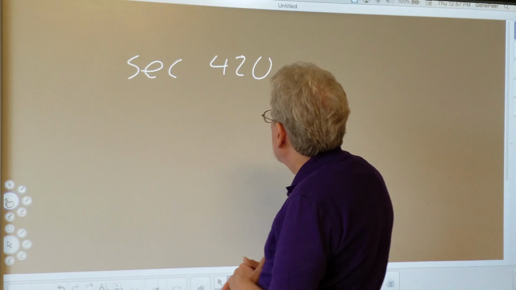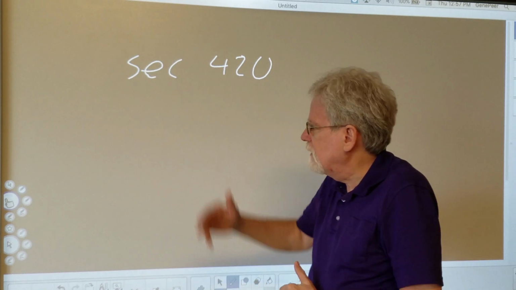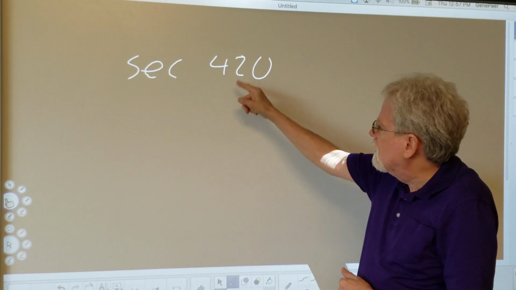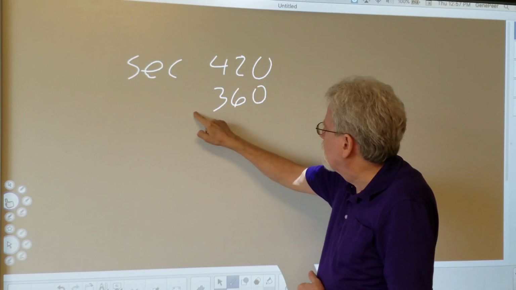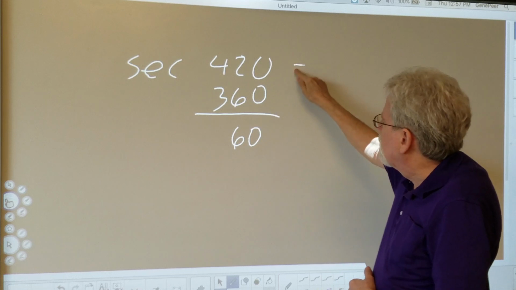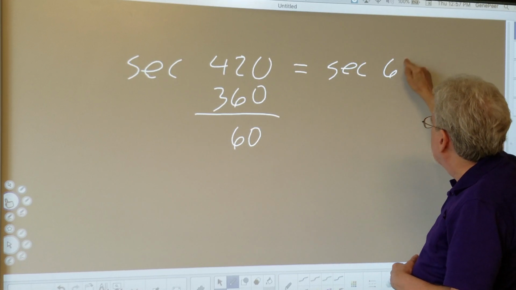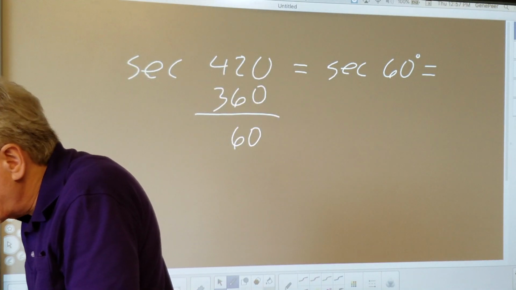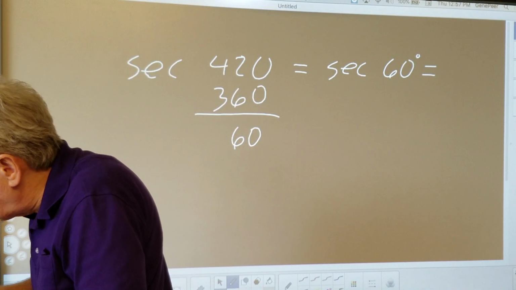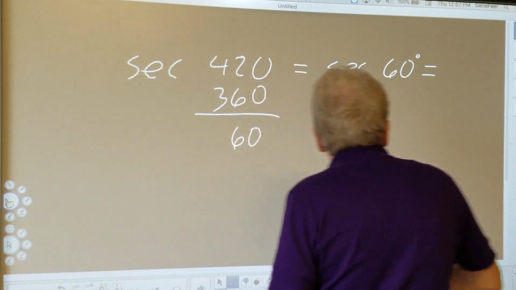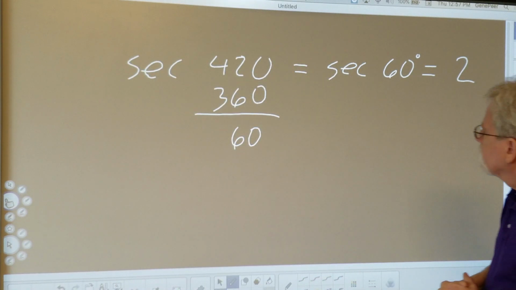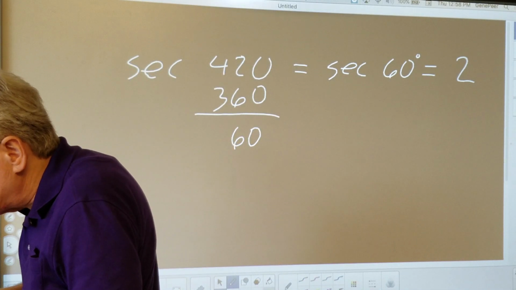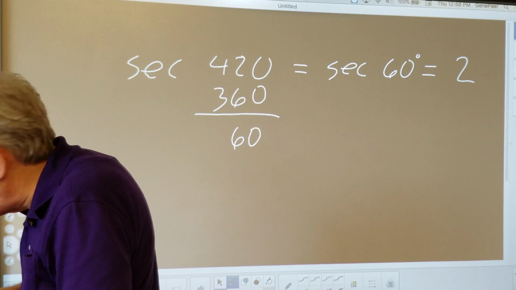For secant of 420, secant being a periodic function, we can take out any multiples of 360. So we take out one 360 from this, and we're left with 60. This becomes the secant of 60 degrees. The secant of 60 degrees, let's see, lost my place here, number 18, turns out to be precisely equal to 2. And we move on to the next one, which is number 20.